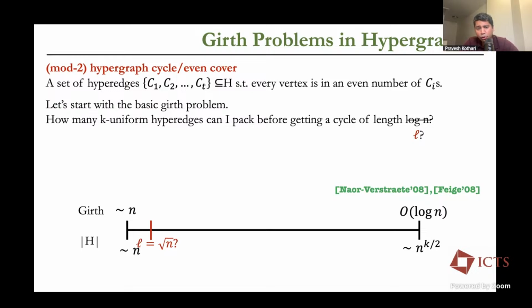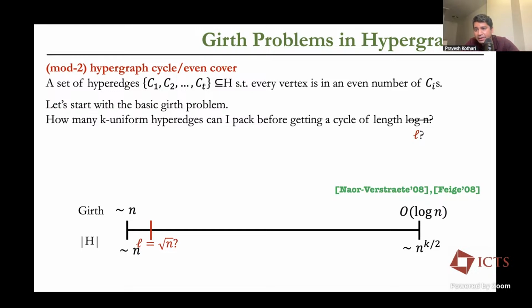Notice that if L is n, I should mention this because of the linear algebraic connection, any n plus 1 set equations must be linearly dependent. So if I have at least n plus 1 hyperedges, then the girth is at most n. So that's like the left endpoint of this curve, and the right endpoint is basically this result of Naor and Verstraete that I told you before.